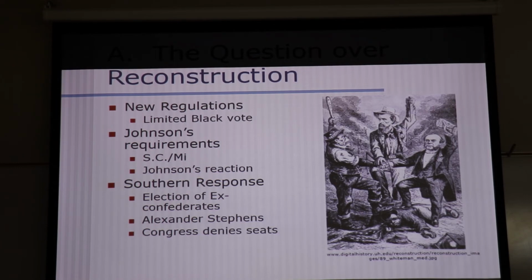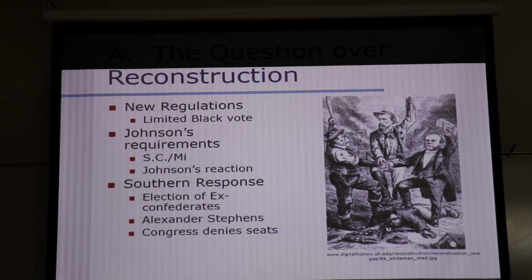Johnson wanted the states to invalidate their secession ordinances, abolish slavery, and repudiate or pay back their state debt. And most of the southern states, because they think he's their protector, don't meet all of Johnson's requirements. Like South Carolina and Mississippi, they don't pay off their war debt. And the Mississippi legislature refused to ratify the 13th Amendment.